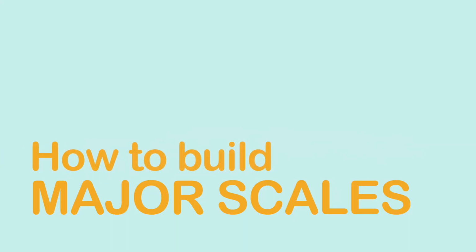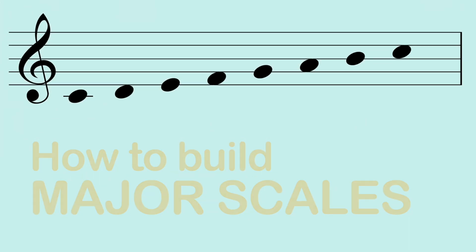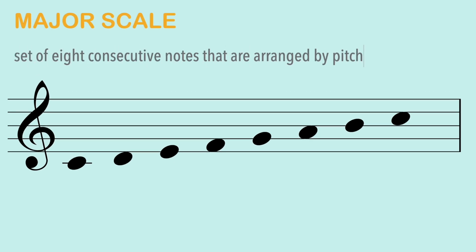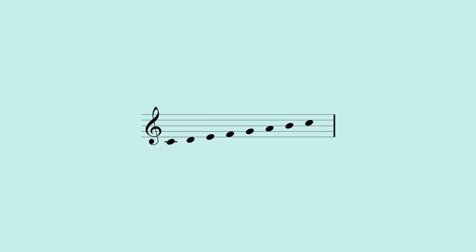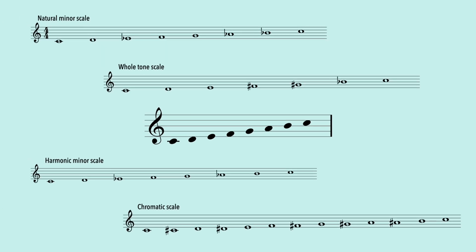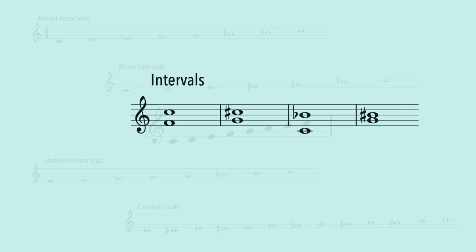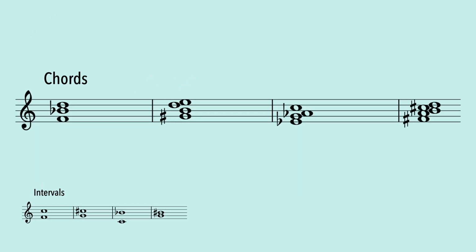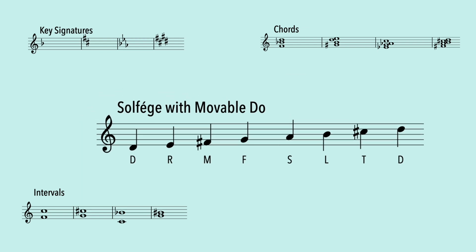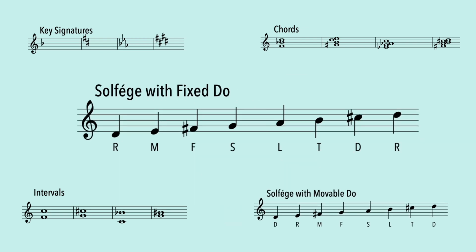In this video, you will learn how to build major scales. A major scale is a set of 8 consecutive notes that are arranged by pitch. Although there are many types of scales, the major scale is one of the most commonly used scales in Western music. The understanding of the major scale is crucial in order to grasp many different concepts in music theory, such as intervals, chords, key signatures, solfege with movable do, solfege with fixed do, and others.